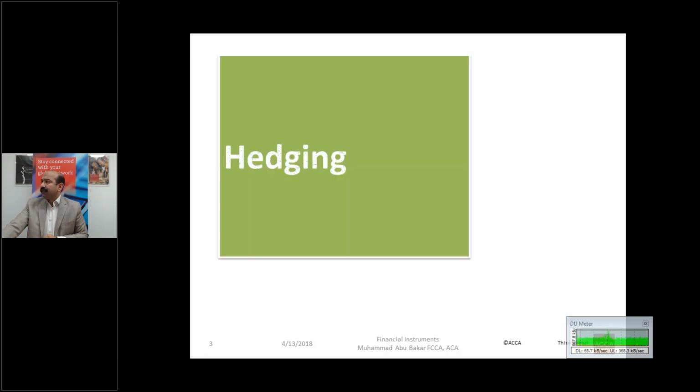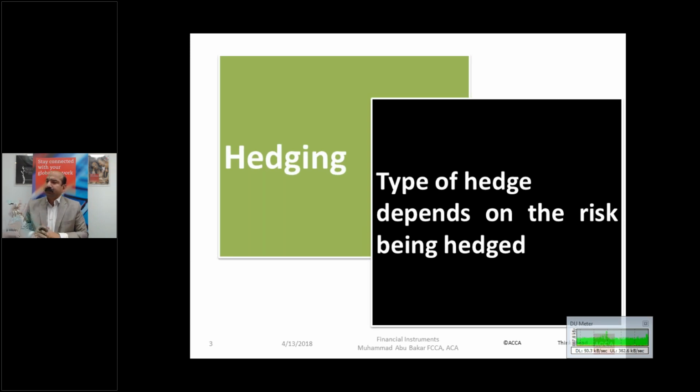What is the reason for hedging? Yesterday we discussed at length, it could be speculation, but when we talk about hedge, this is not speculation. In fact, this is risk management. In fact, when you are concerned that due to changes in the future, you may incur loss, you try to protect yourself. So whatever technique you adopt is termed as hedging.